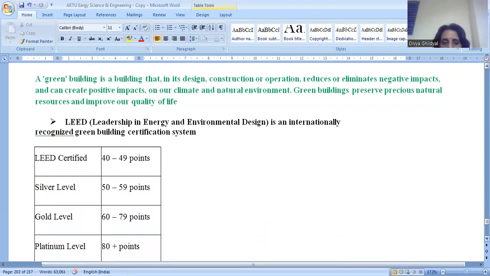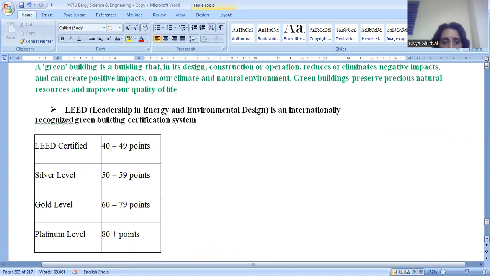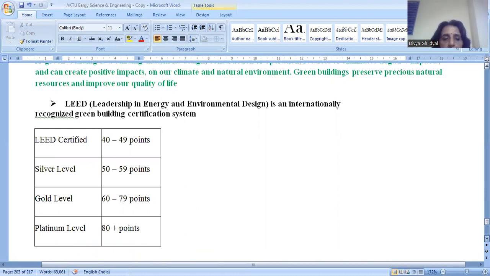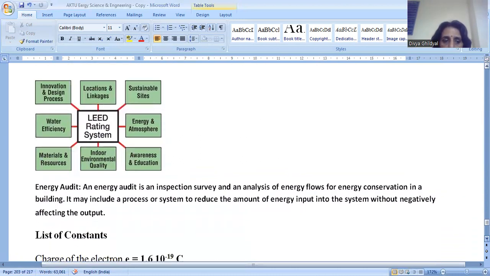The LEED rating, Leadership in Energy and Environmental Design, is an internationally recognized green building certification system consisting of platinum level for 80 plus points, gold level for 60 to 79 points, silver level for 50 to 59 points, and LEED certified for 40 to 49 points.